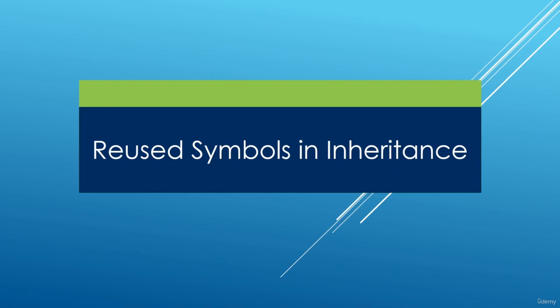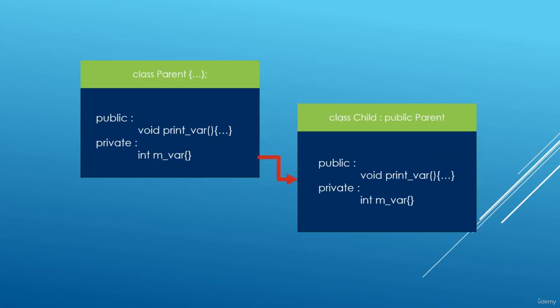In this lecture, we're going to see that we can reuse names in our inheritance hierarchy. What we mean by that is that we can have a parent class, for example, and have a child class inheriting from the parent class, and have exactly the same names for the member variables and types, or the same signatures for functions. For example, in the parent class, you see that we have a member function called print_var. It is going to be printing some information. We can have a function named exactly the same in the child class, and C++ is going to allow this.